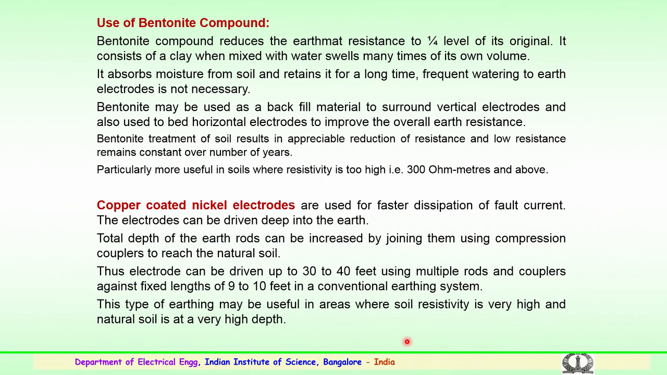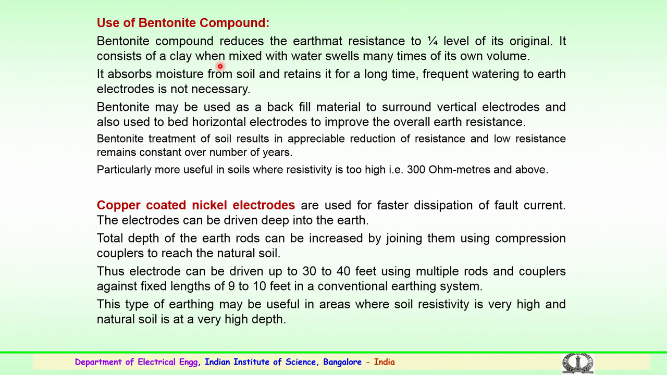So, one of the methods is to use a bentonite compound. Again, this compound is a recent method which is being employed to reduce the earth mat resistance to 1/4 level of its original. This bentonite compound consists of a clay which, when mixed with water, swells many times its own volume. An important property of this compound is that it will absorb moisture from the soil and retain it for a very long period of time.